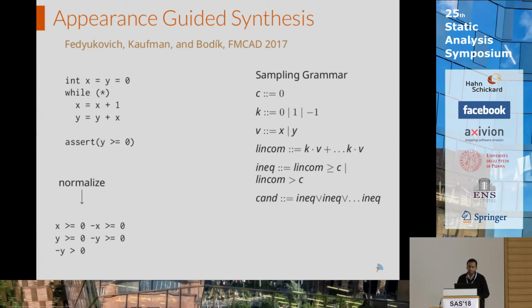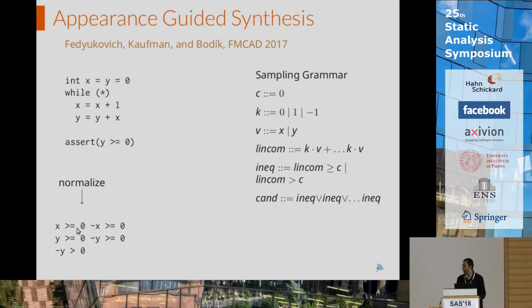One of the works by Fedorkovich and colleagues is to get these candidate formulas from the program itself. The basic idea here is that one can get these candidates from the syntax of the source code. We will briefly look at how it is done. Going back to the previous program, let's say the first statement, the initialized statement, as well as the property, is normalized to a particular structure.